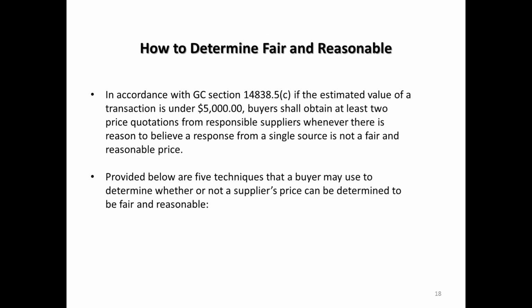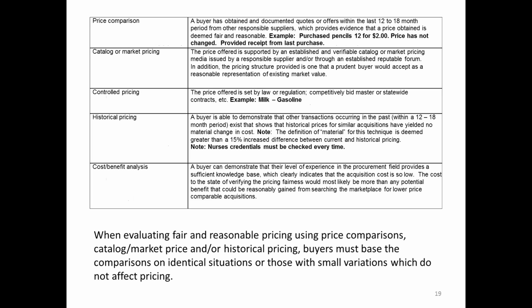How to determine fair and reasonable. In accordance with Government Code Section 14838.5C, if the estimated value of a transaction is under $5,000, buyers shall obtain at least 2 price quotations from responsible suppliers whenever there is reason to believe a response from a single source is not a fair and reasonable price. Provided below are 5 techniques that a buyer may use to determine whether or not a supplier's price can be determined to be fair and reasonable.